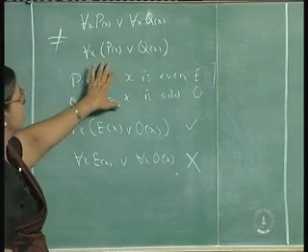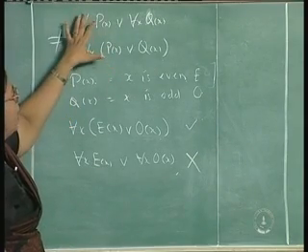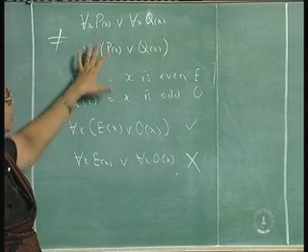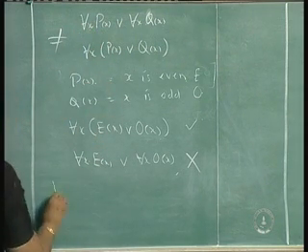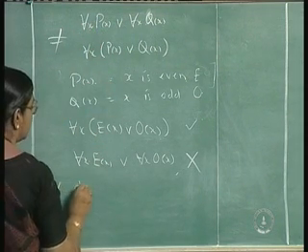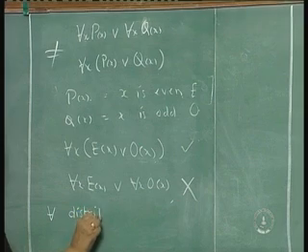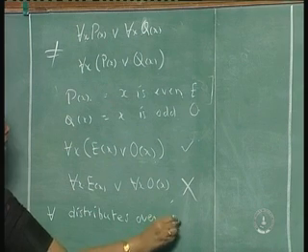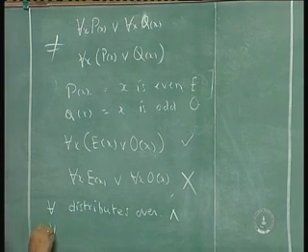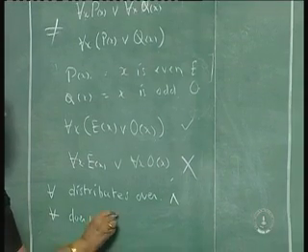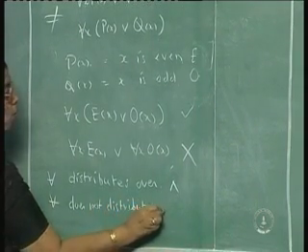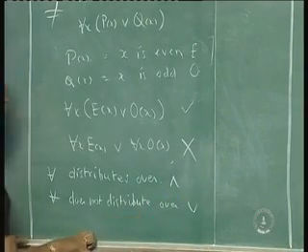You cannot use distributivity and expand like this. So, for all distributes over and, and for all does not distribute over or.